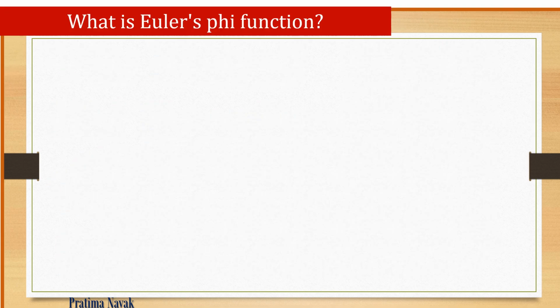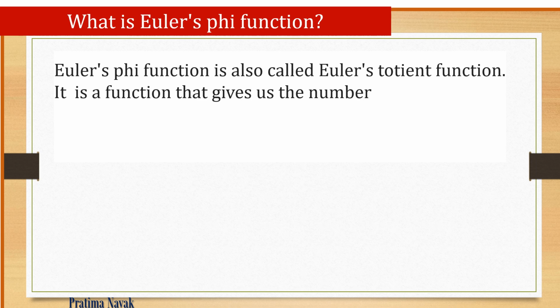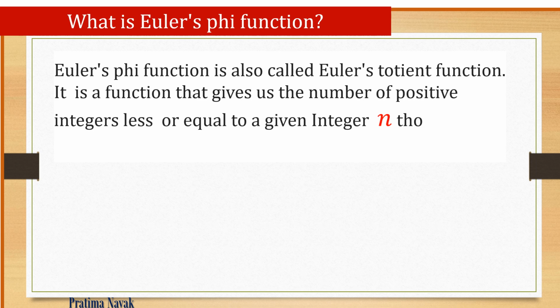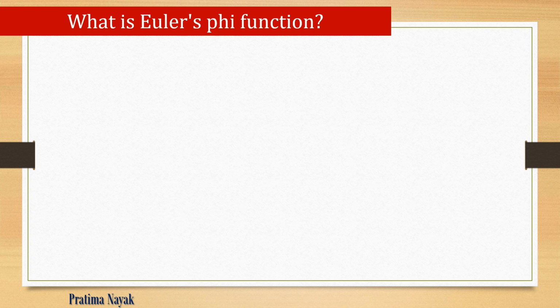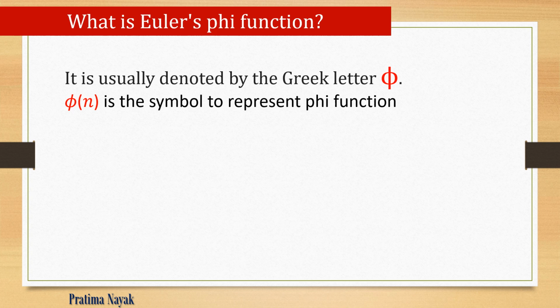So what is Euler's phi function? Euler's phi function is also called Euler's Totient function. It is a function that gives us the number of positive integers less than or equal to a given integer n that are co-prime to n. It is usually denoted by the Greek letter phi. Phi of n is the symbol to represent the phi function.